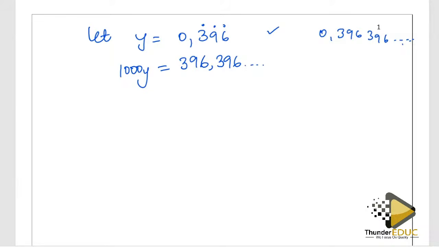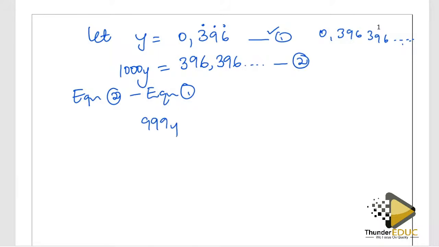Since I have three numbers after the comma, I'll maintain that. So if this was our first equation and this is our second equation, we just need to get equation 2 minus equation number 1. So 1,000y minus y, what answer do we get? 999y is equivalent to, when you subtract, we're going to get 396, because this cancels this out. Then let's divide both sides by 999. So y becomes 396 over 999.